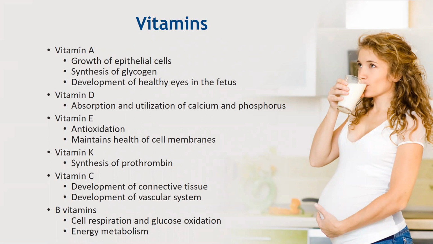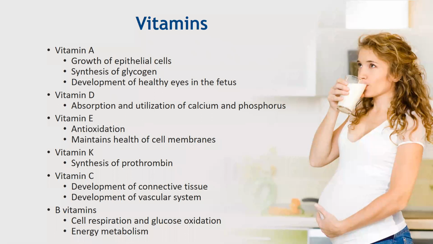The B vitamins, which include thiamine and riboflavin, niacin, and folic acid, among others, come from pork, fish, liver, milk, eggs, potatoes, and enriched breads and cereals.